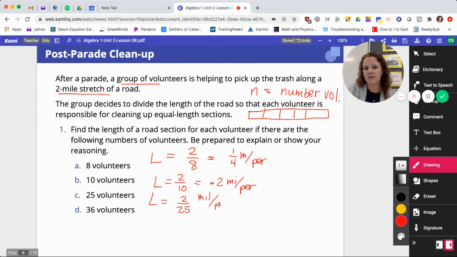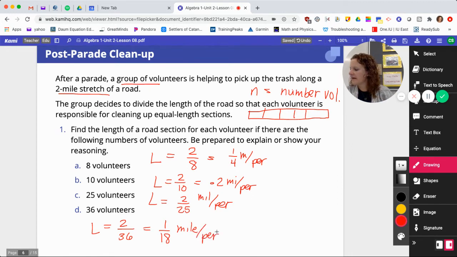Miles per person. Now I'm adding 1 to the miles with each one. M, M-I, M-I-L. It's like we're playing pig with our math. Length of road is 2 miles over 36 volunteers. I can simplify that to 1 over 18, and that would be miles per person. Okay? So that's the length of road for each volunteer if they're the following number of volunteers.